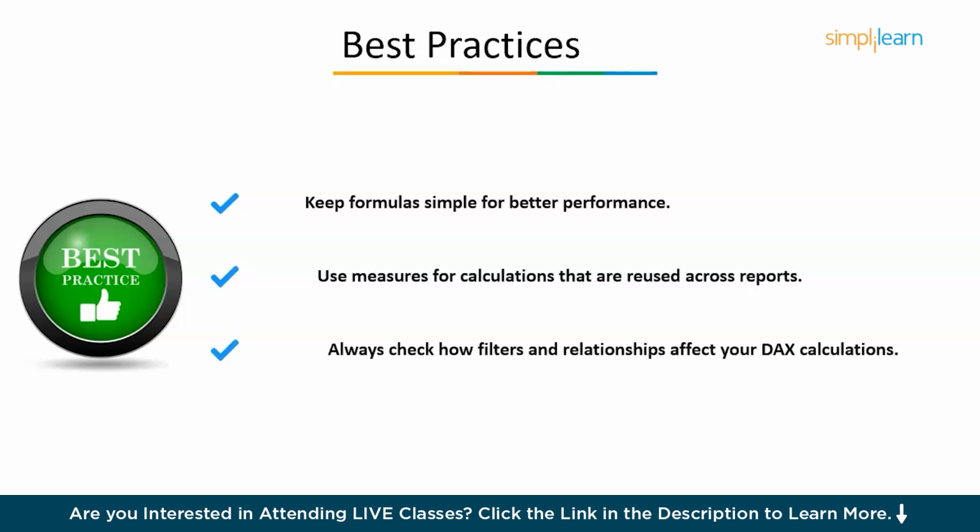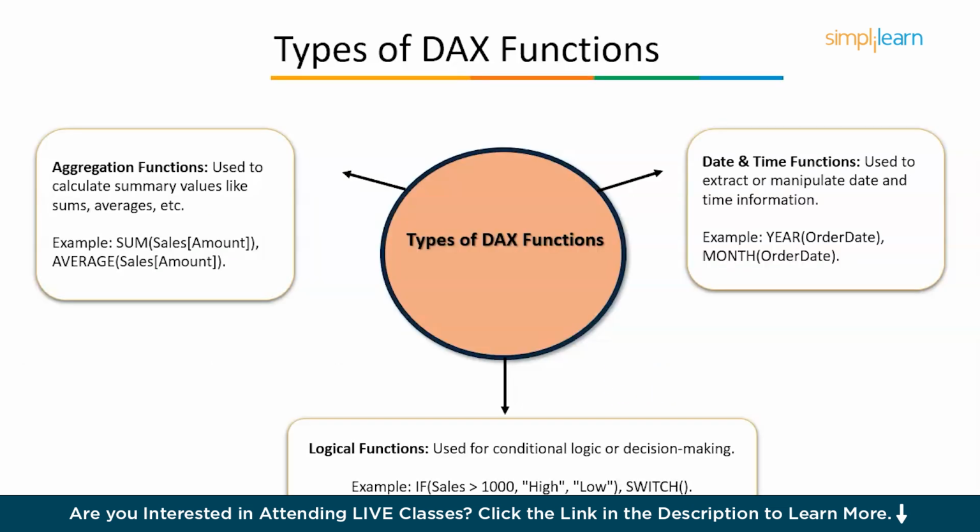Third, always check how filters and relationships affect your calculations. If you're applying a relationship, it means within a data model. If you're applying a filter or a slicer, it is going to affect the DAX calculation results in the report or the visual we are creating. In the next section, we will explore one of the most important concepts in DAX, that is context. Understanding row context and filter context is key to mastering DAX and building dynamic interactive reports. Let's dive in. Let's explore some most used DAX functions in Power BI.